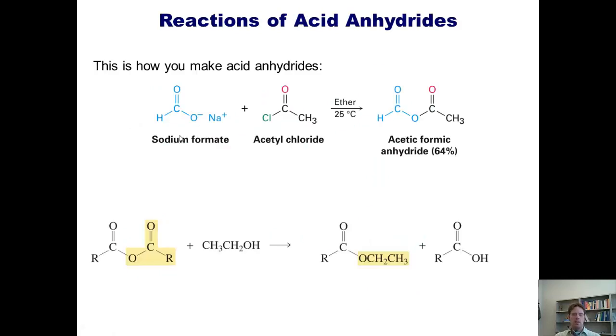There are reactions I can do to either form or convert acid anhydrides to other products. In this example, I have sodium formate being reacted with an acid chloride to form an acid anhydride. We talked about that earlier and showed the mechanism, but I'll probably show it again. I can also convert acid anhydrides to esters by reacting them with alcohols. What are the mechanisms for these reactions?